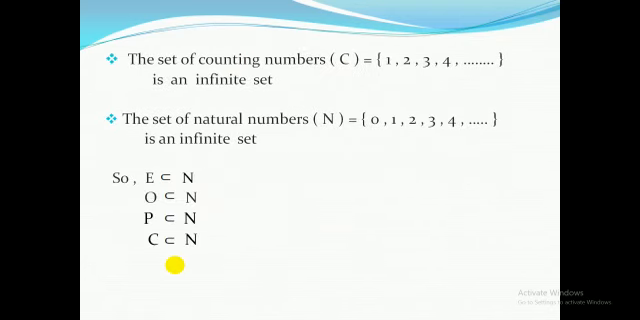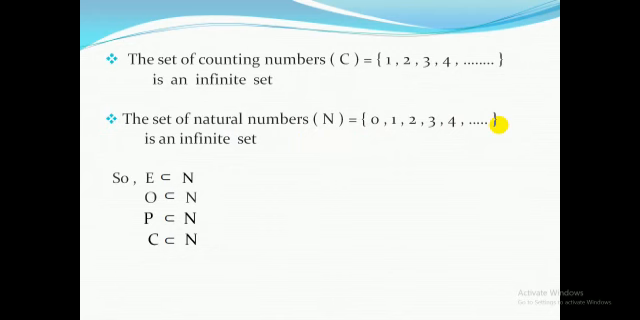Number 4, the set of counting numbers, represented by capital C, equals 1, 2, 3, 4, 5, and so on. Counting numbers means numbers I can count, so I start from number 1. It is an infinite set, it has no end also. The set of natural numbers represented by capital N equals 0, 1, 2, 3, 4, and so on. Don't forget, starting from 0. Natural numbers start from 0, and it is an infinite set.